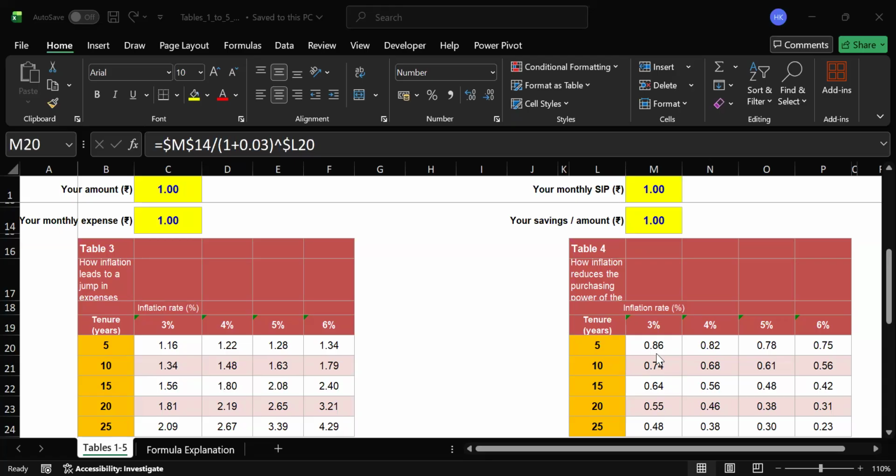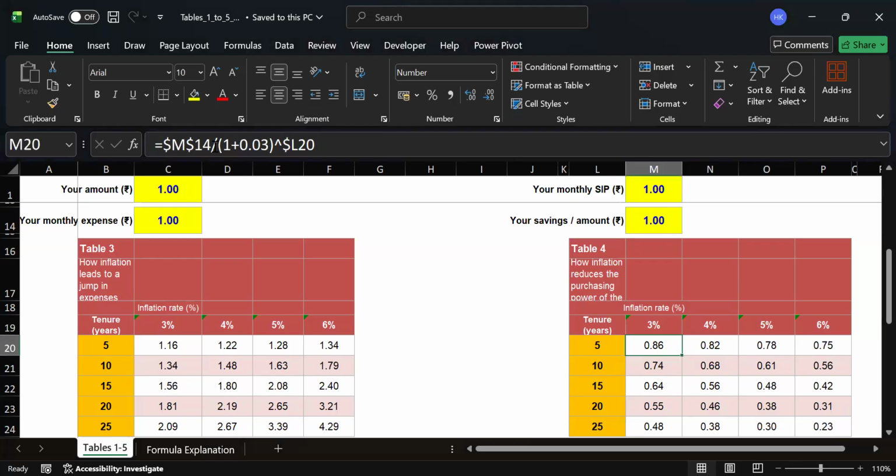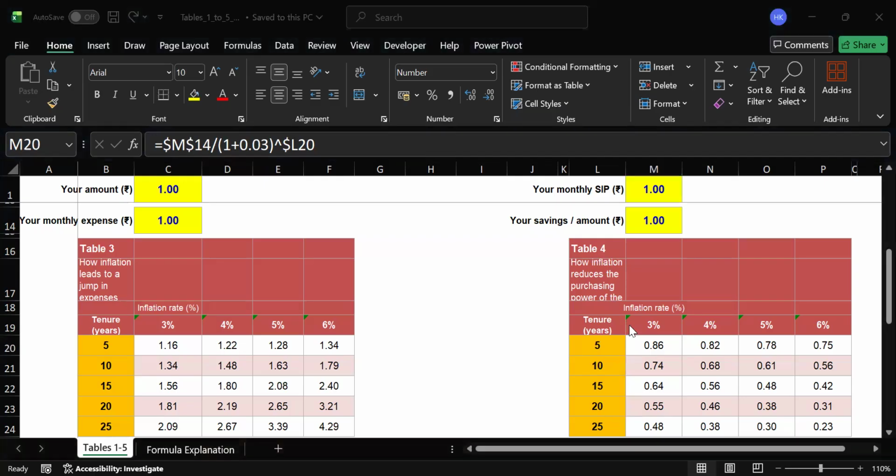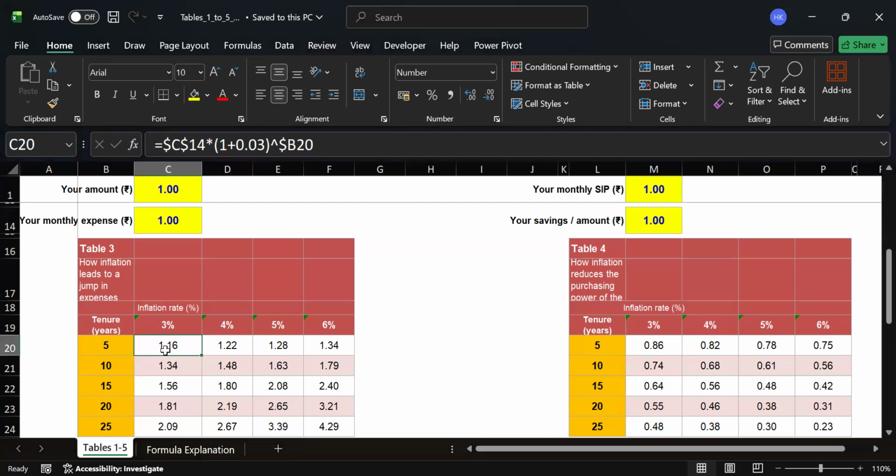Table number 4 is very important because here you have M14. M14 is your savings account, right? 1 plus 0.03, that is your inflation rate, raised to L20, that is your tenure of 5 years. Now we have introduced multiplication versus division. In table 3 we multiplied, but here we have divided. That is exactly the simple thing, nothing else. This is the power of simple formulas of Excel, the logical brain we should work with.